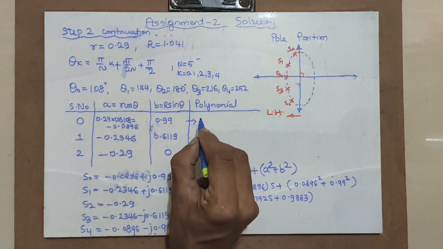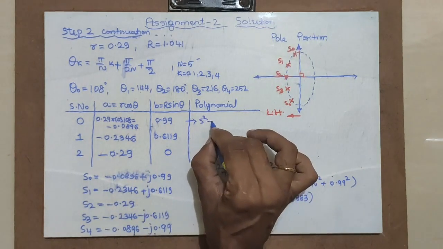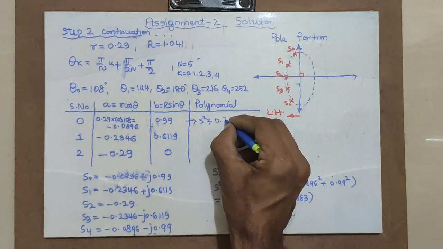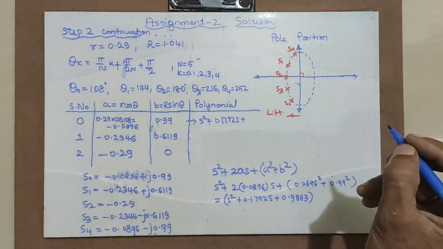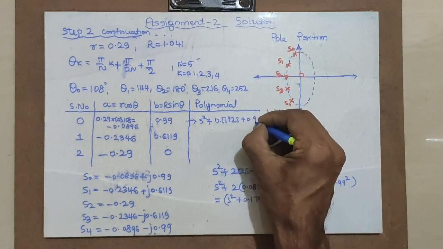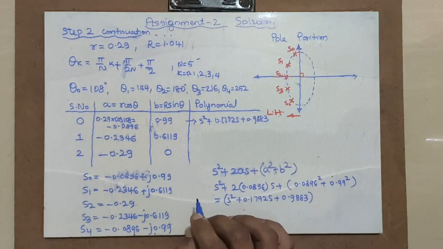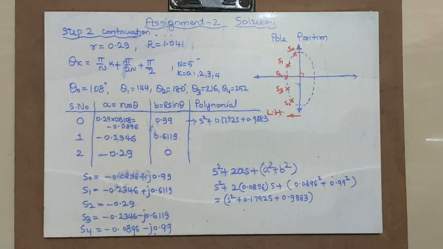Here I am writing it. S square plus 0.1792S plus 0.9883. Similarly, the second polynomial, whatever is there now, you can write down the second polynomial also.